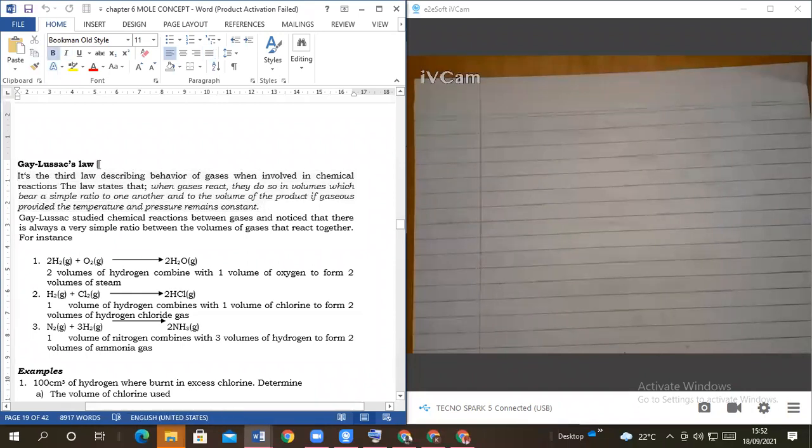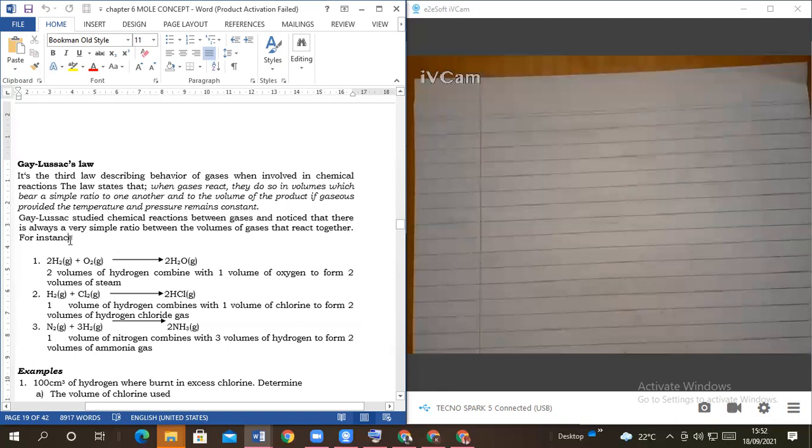This law will be asked for at an advanced level, but now at this level, understand its application because a question will just be brought. Hydrogen and oxygen reacted to form water. Find the volume of maybe oxygen that was used. So you must know the volume ratios. So Gay-Lussac studied the chemical reactions between gases and noticed that there is always a very simple ratio between the volumes of gases that react together.